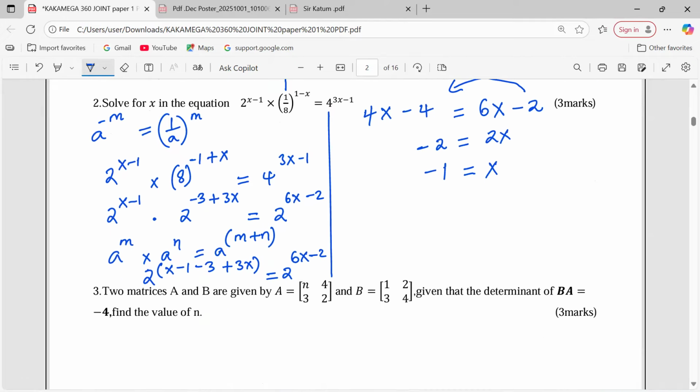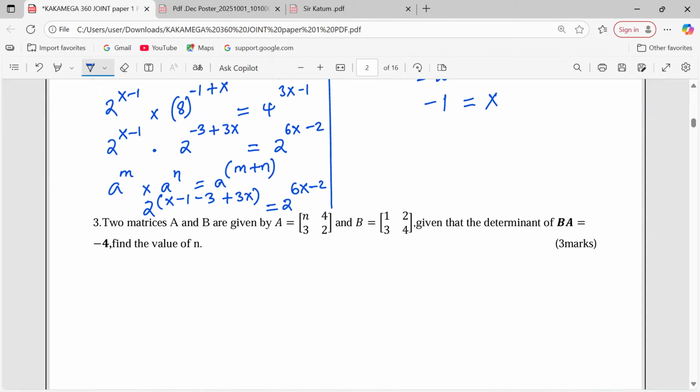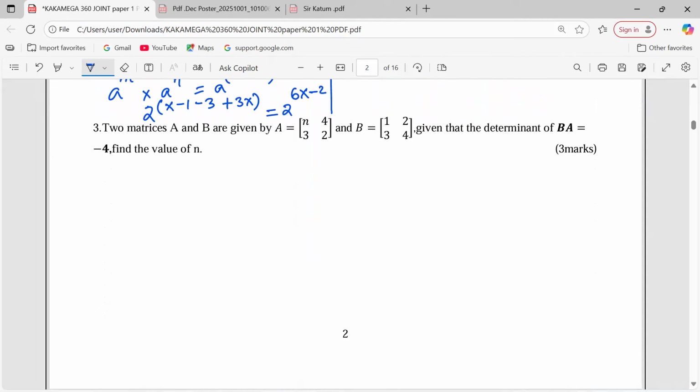A very good question, thought-provoking. You have to think. In this one, you can't just rush to solve indices. You must have the laws of indices at your fingertips so that you don't strain to apply them.